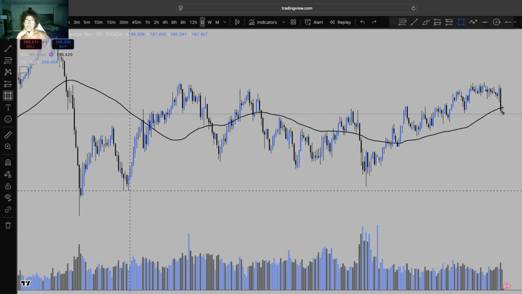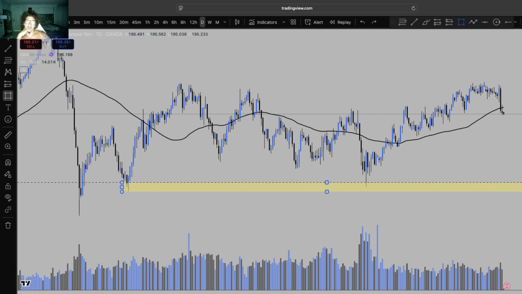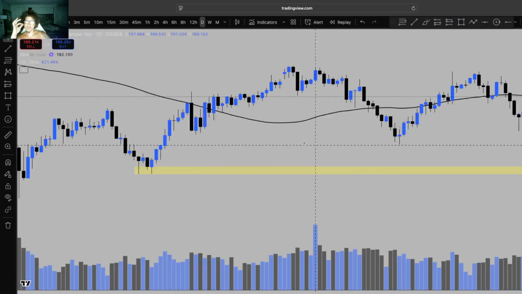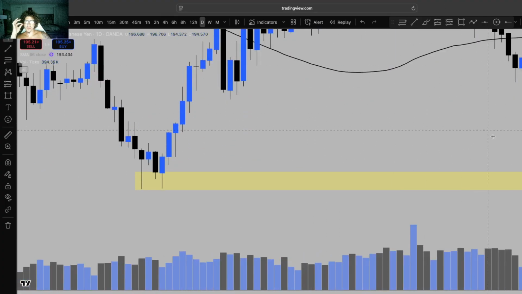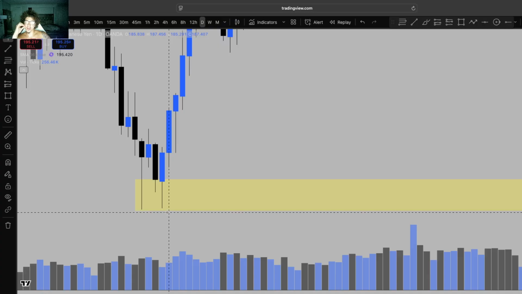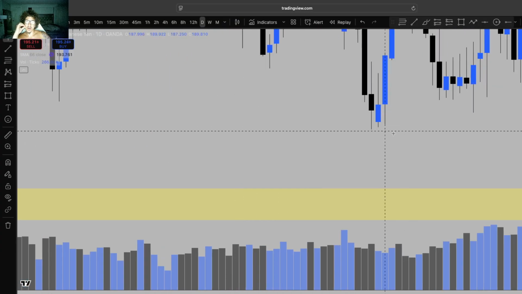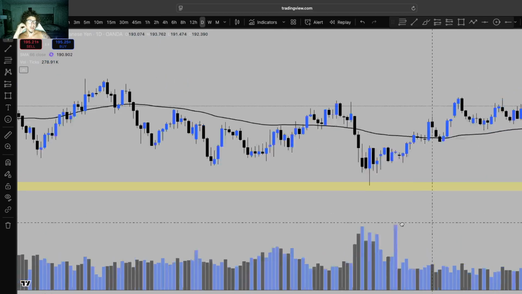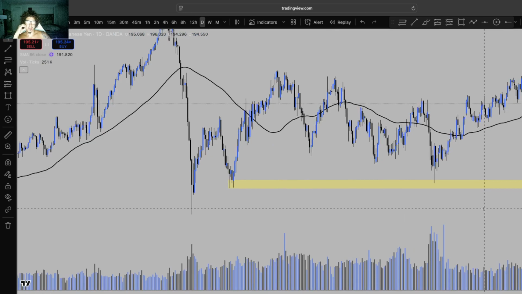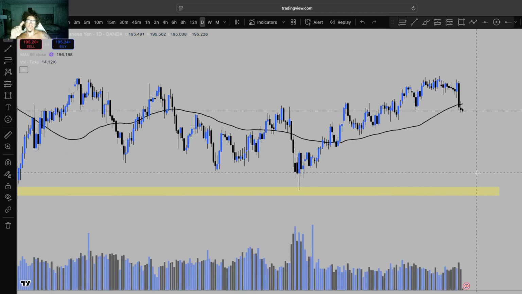Okay, so one exhaustion point that I'll mark is at this low right here, and pay attention to how I mark it. From the bottom of the body to the bottom of the wick, okay? Drag it all across. Wow, it wicked it and went the other direction, okay? So that would be one of your exhaustion levels.